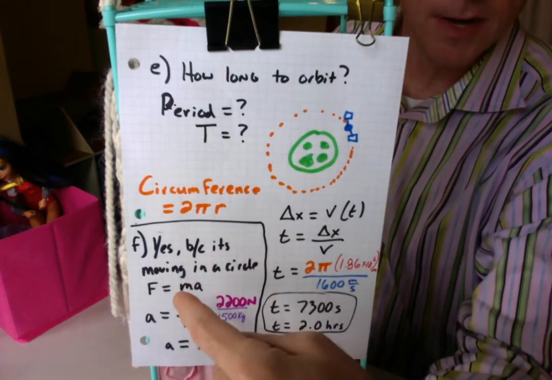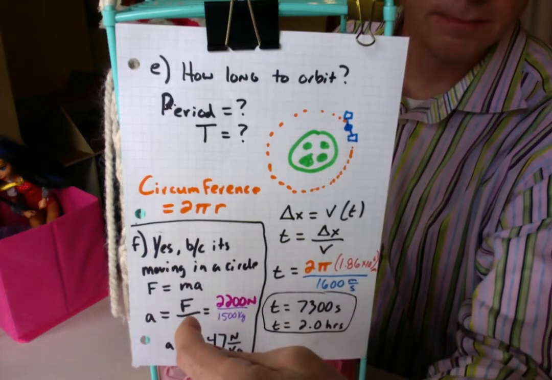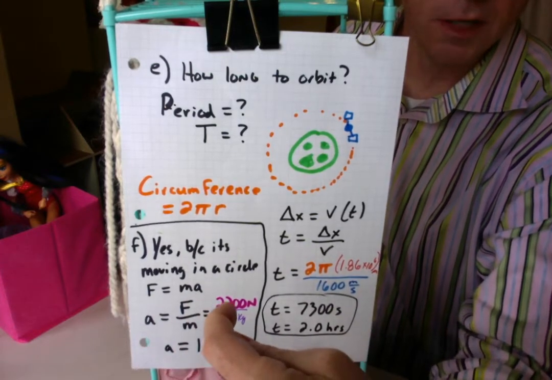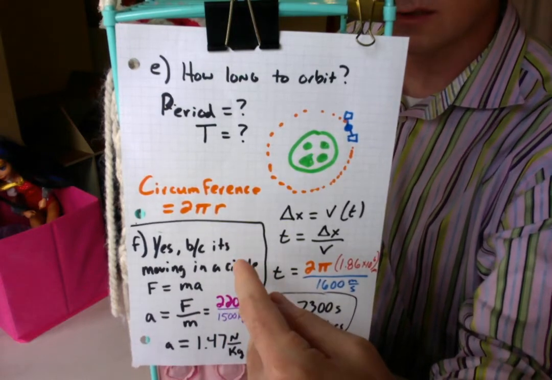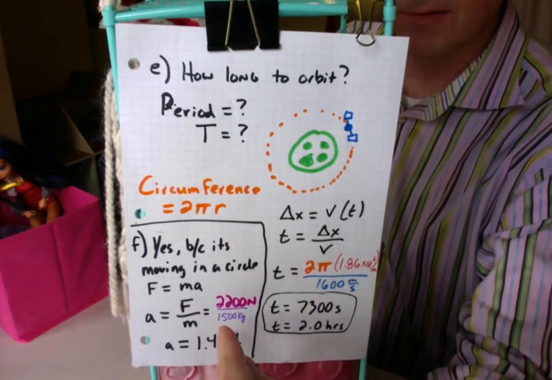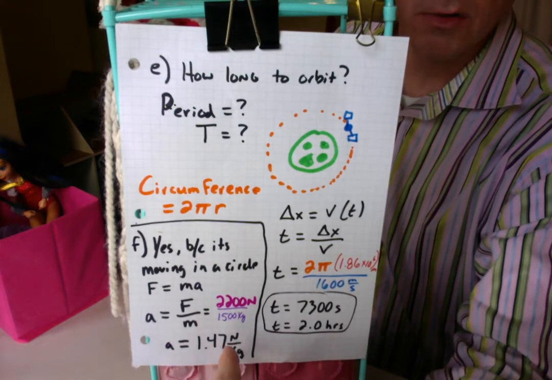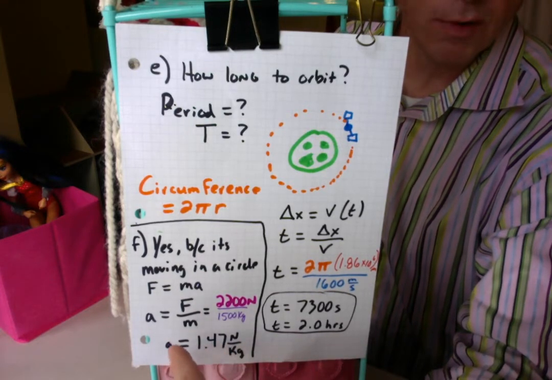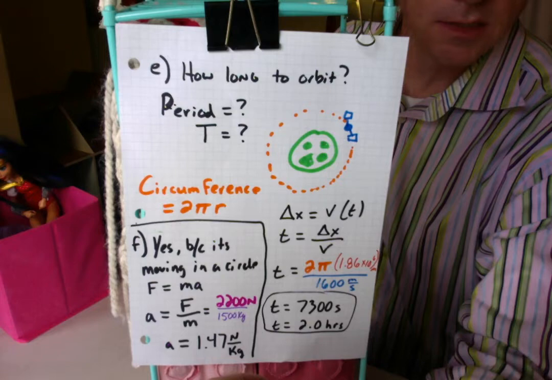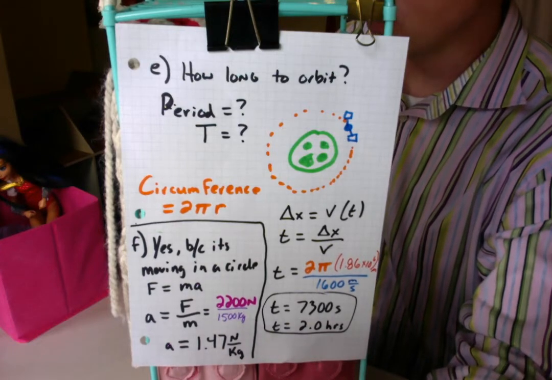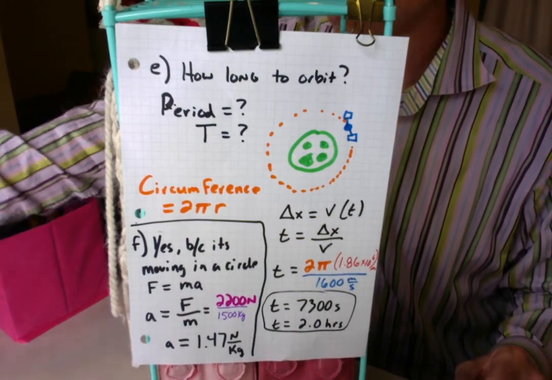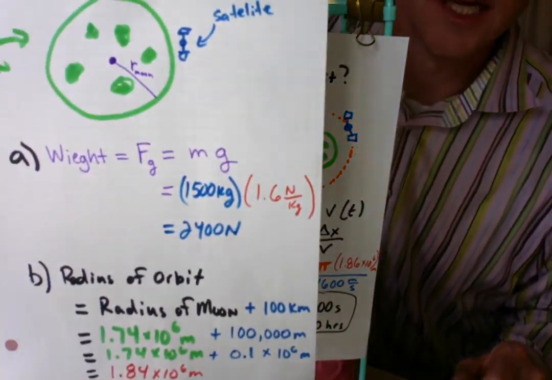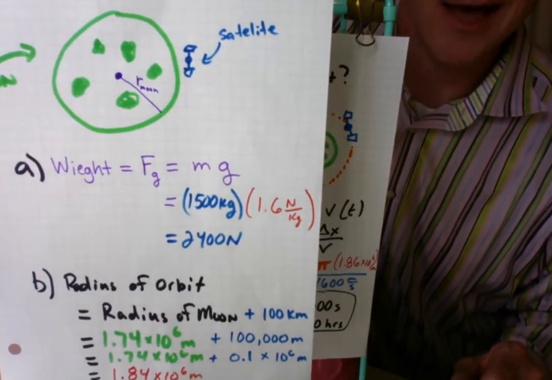How much is accelerating? Ooh, F equals ma. A equals F over m. How much force is it pulling? We already figured that out. They're pulling each other with 2,200 newtons of force. And what's the object's mass? 1,500. So that rate of acceleration is 1.47. Interesting. It's a little bit less than on the surface, but that is the case.